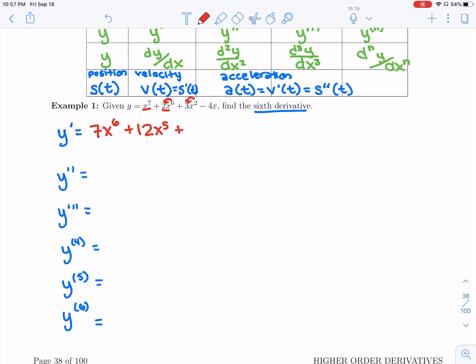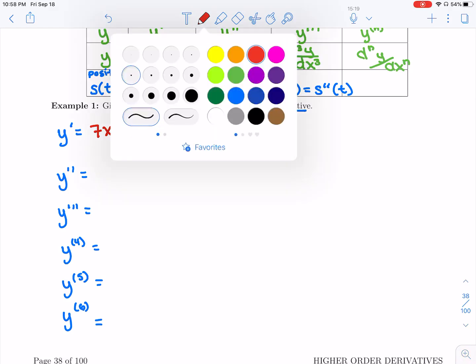Next, bring down 2 times 3 is 6x. And then lastly, derivative of negative 4x is negative 4. There, I took my first derivative, something we're used to.